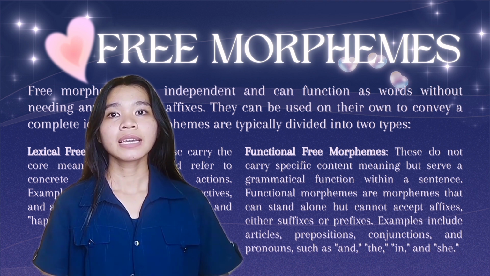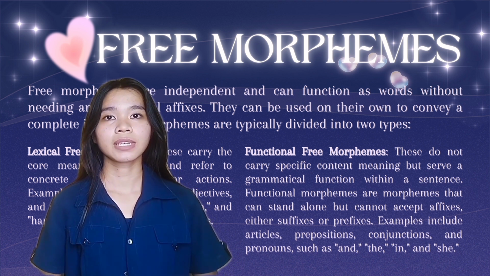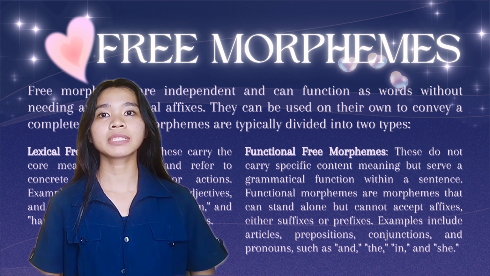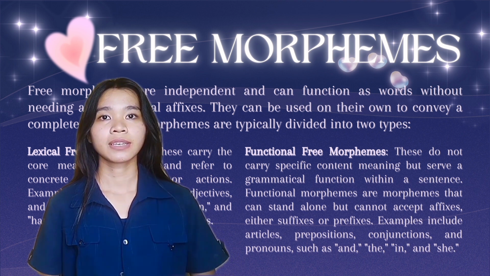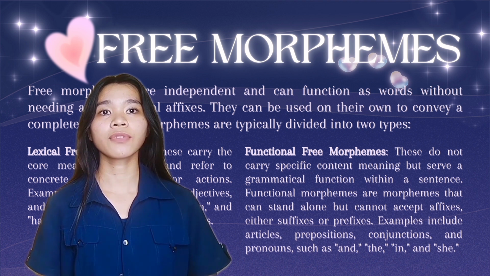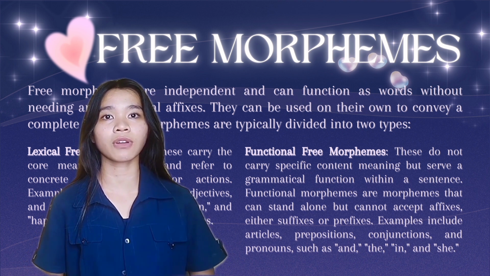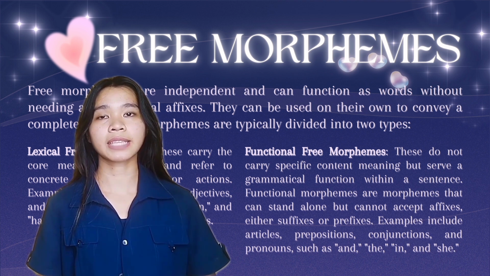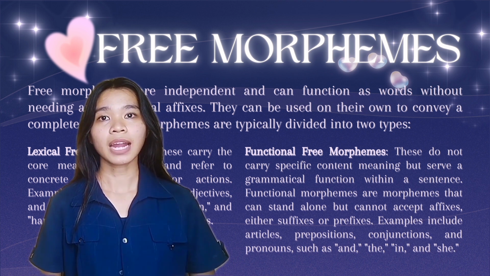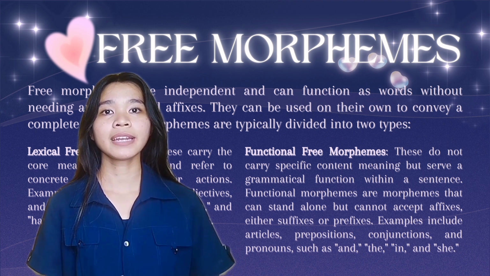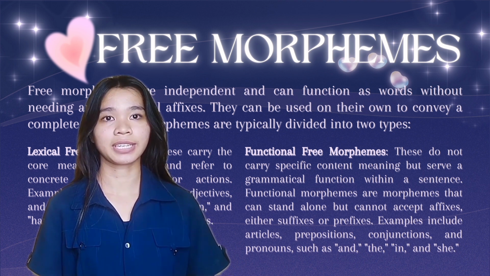The second is functional free morphemes. These do not carry specific content meaning, but serve a grammatical function within a sentence. Functional morphemes are morphemes that can stand alone, but cannot accept affixes, either suffix or prefix. Examples include prepositions, articles, conjunctions, and pronouns such as and, the, in, and she.